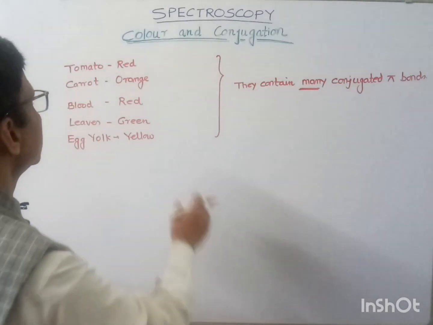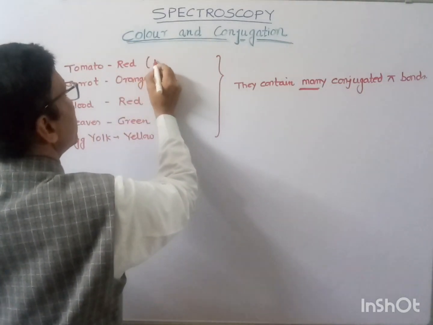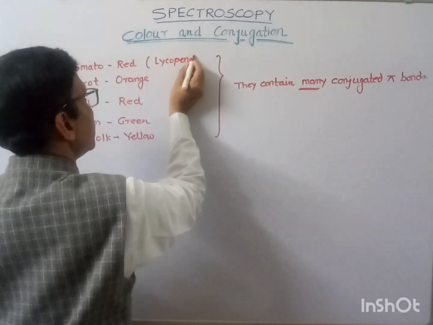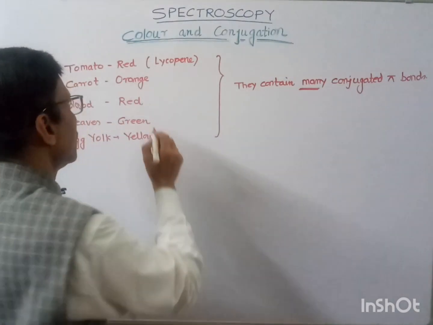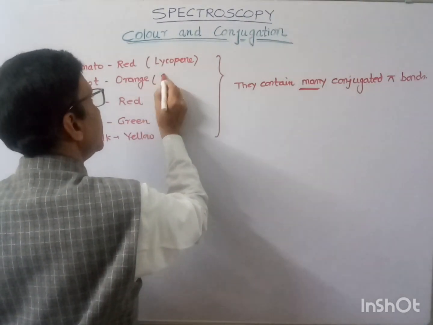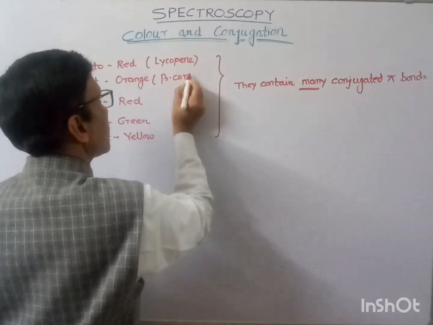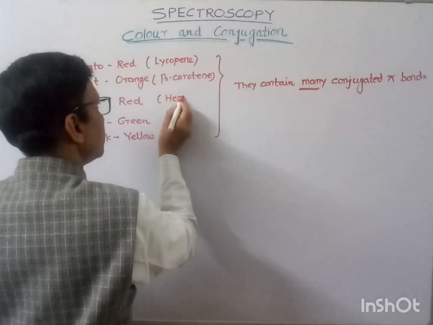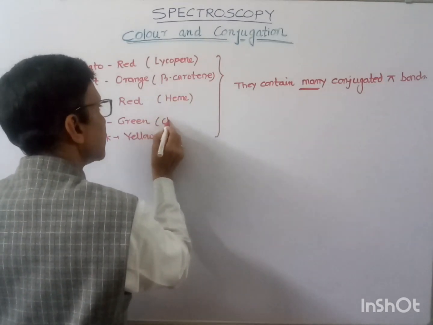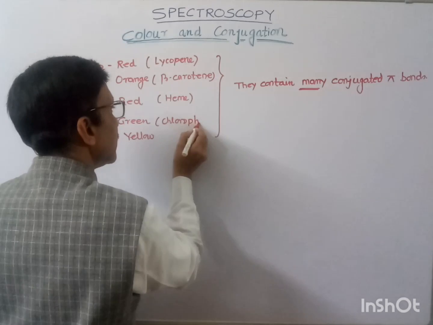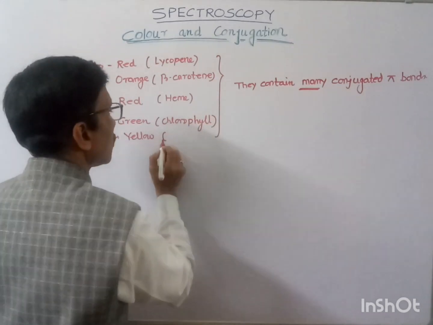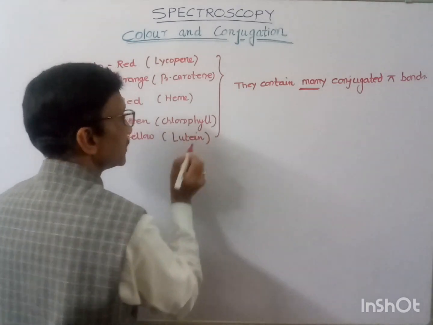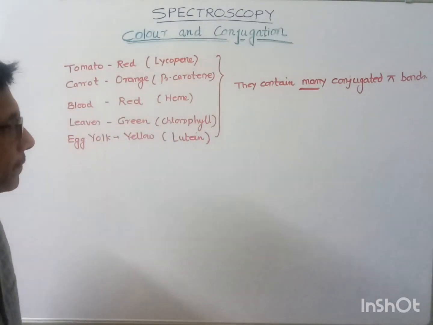So what I told, this tomato contains a pigment called lycopene, and due to this pigment, it appears red in color, whereas carrot contains beta-carotene as a pigment. And in blood, all of you know, heme is the pigment which is contained. Leaves contain chlorophyll as a pigment, and egg yolk contains lutein as a pigment, due to which it appears yellow in color.